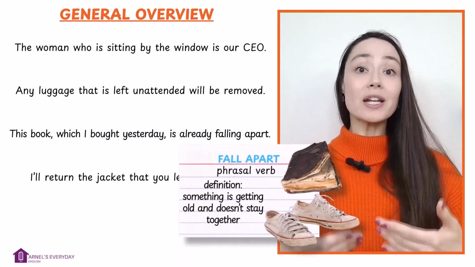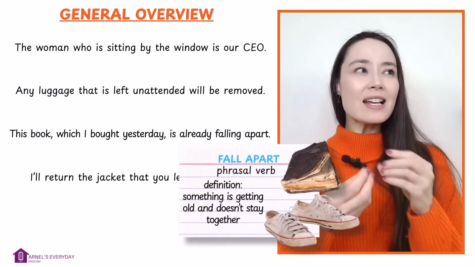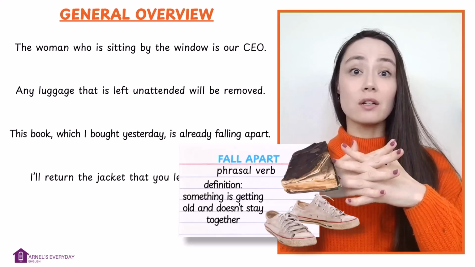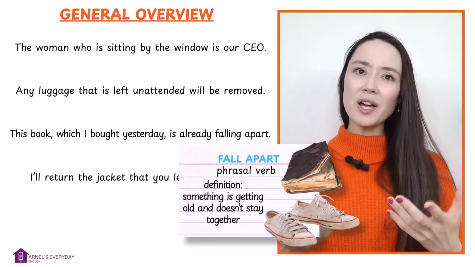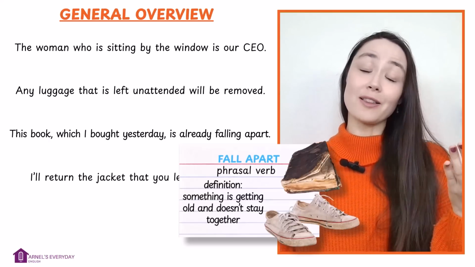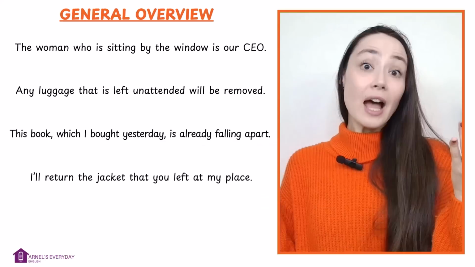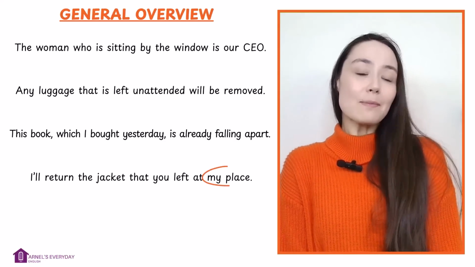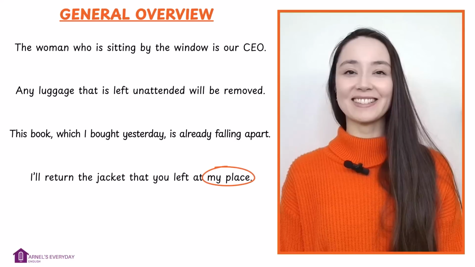And falling apart is a phrasal verb which means something is getting old and doesn't stay together. Here, this book is falling apart. My shoes are falling apart. I'll return the jacket that you left at my place. And my place means my house.